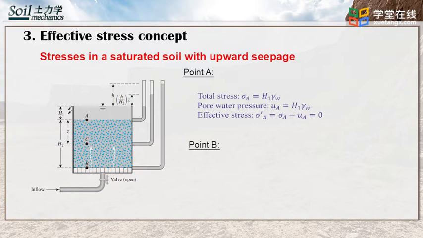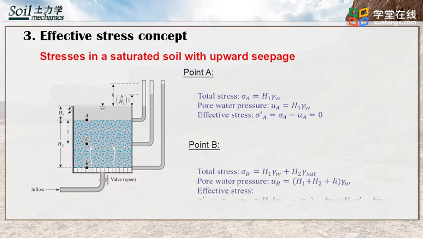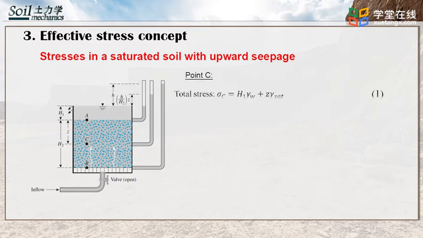For point B, we can also find the total stress, pore water pressure, and the effective stress using the effective stress concept. For point C, the total stress equals the weight of water plus the weight of soil above it, as expressed in equation 1. The pore water pressure can be obtained based on the method we learned from the one-dimensional seepage, which is presented in equation 2.